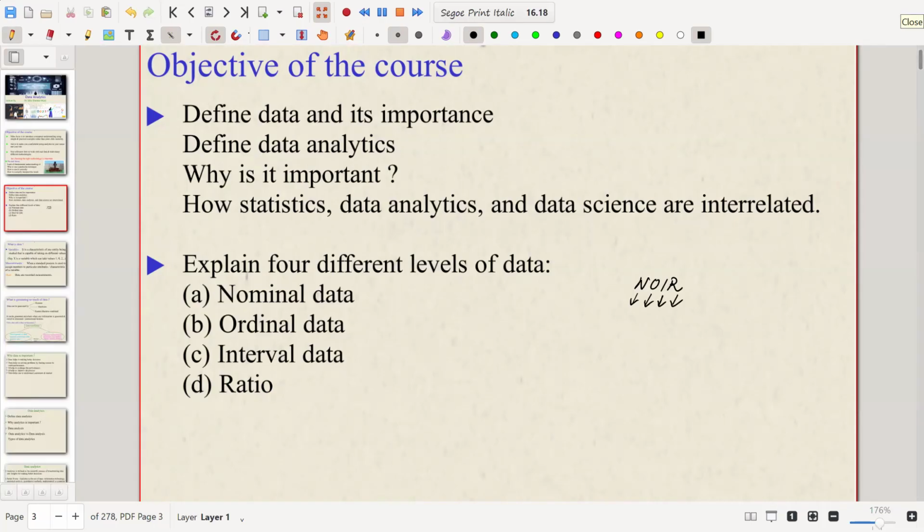Okay. So these are different types, different levels of data. So we'll explain each of them. This is the objective of today's class. Okay, we'll take each of them and we will explain what we mean by nominal data, what we mean by ordinal data, what we mean by interval data, and what is ratio data also. Okay, we'll give some real world examples for each of them.